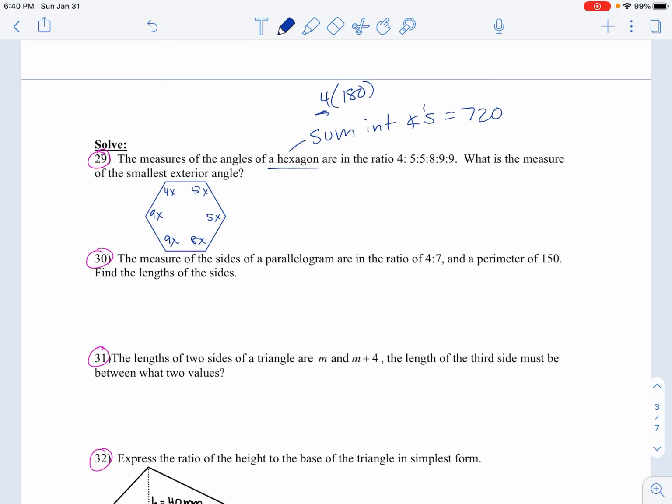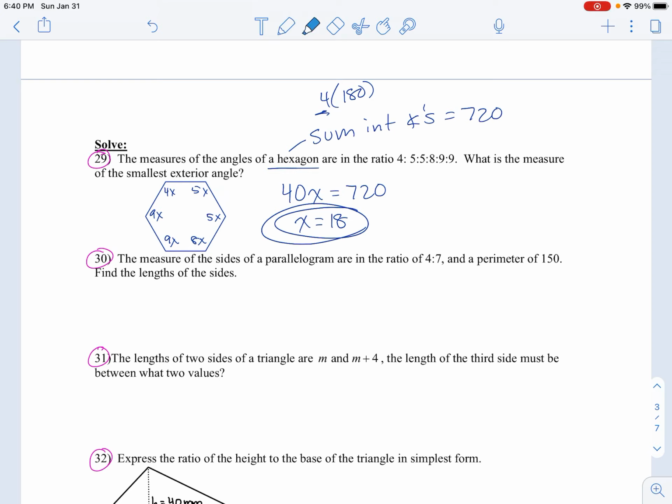So I'm going to add all of these up, and I get 40x is 720. And I divide, and I get that x is 18. So 18 is my multiplier. If I wanted all these angles, I would want to multiply each thing by 18.